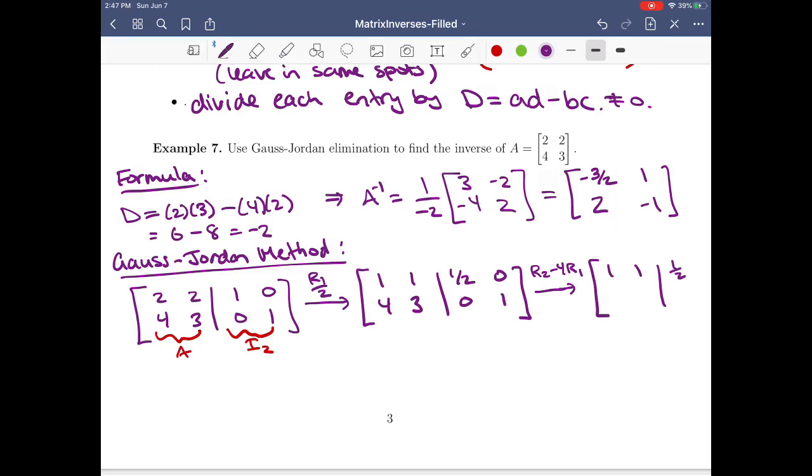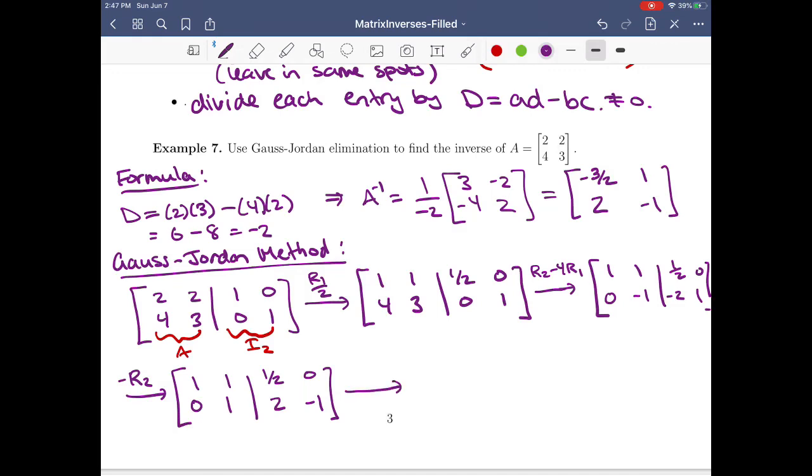Row 1 is not changing. This one's going to be a 0. Now I'm going to have 3 minus 4 is minus 1. 0 minus 4 times 1/2 is minus 2. And 1 minus 0 is just 1. So now we negate row 2, because I want to make that negative 1 into a positive 1. So 0, 1, 2, negative 1. And then the last step is I want to make that 1 a 0, so row 1 minus row 2. 0, 0, 1. So now I have the identity on that side.